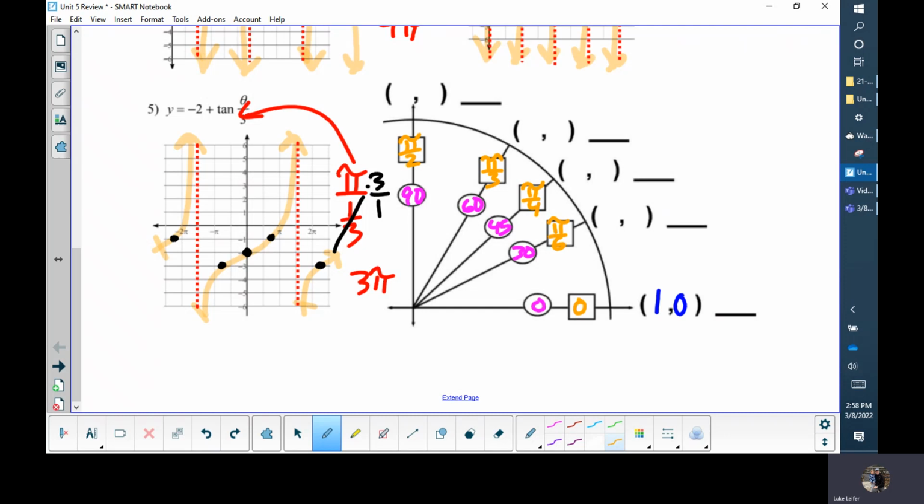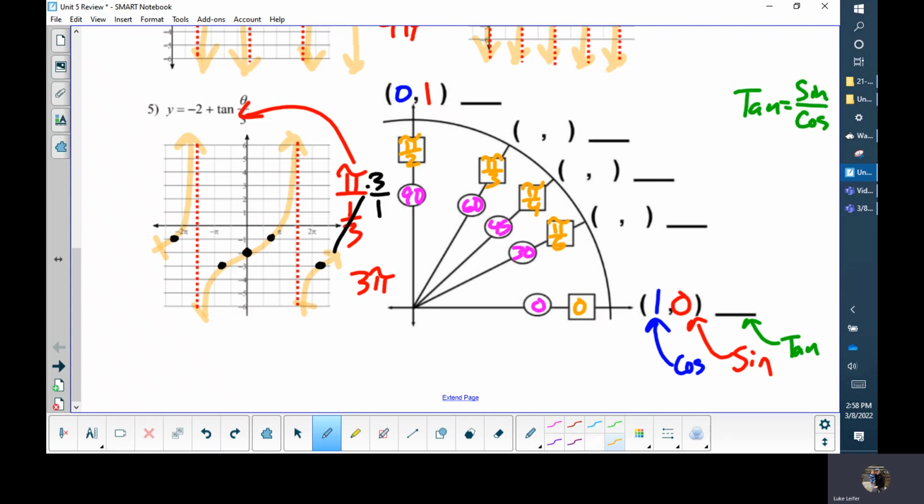I know this point is (1, 0). I know this point over here is (0, 1) right here. I do have to know that this is cosine, this is sine, and the outside is tangent. And another little side note, tangent is equal to sine over cosine.